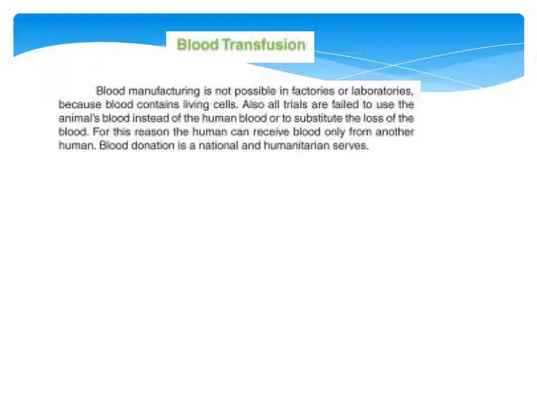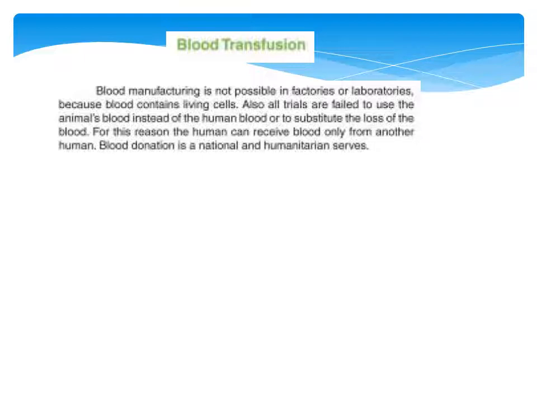Blood manufacturing is not possible in factories or laboratories. We cannot manufacture blood in factories or in laboratories. Why? Because blood contains living cells. This is the answer: blood manufacturing is not possible in factories or laboratories because blood contains living cells.